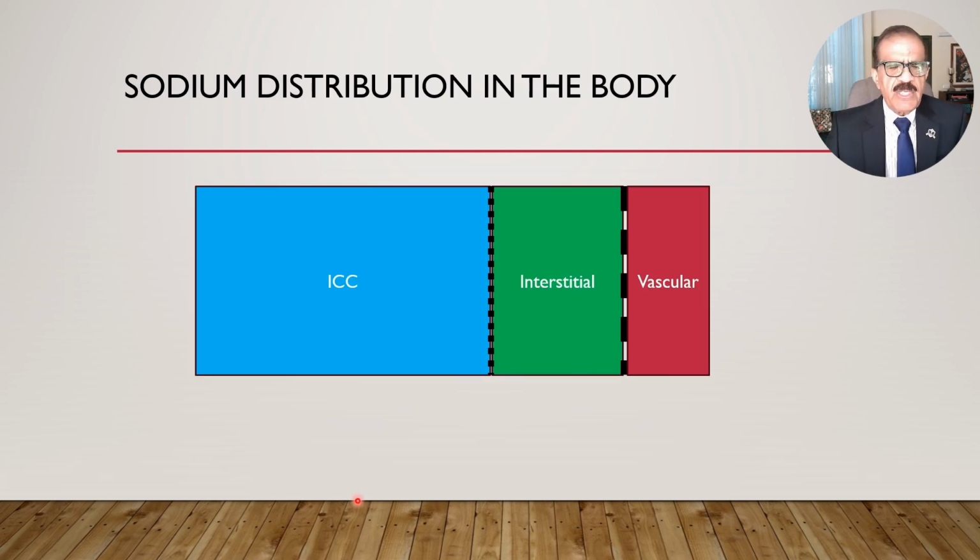And this is how it is distributed, and this is a schematic diagram. This cube represents the intracellular compartment, because the intracellular compartment is the biggest. This cube has got the greatest volume. Then we have the interstitial compartment, and then we have the vascular compartment, and you can see these partitions, and this has got very small fenestrations, so only solutes can pass, like sodium and chloride and potassium.